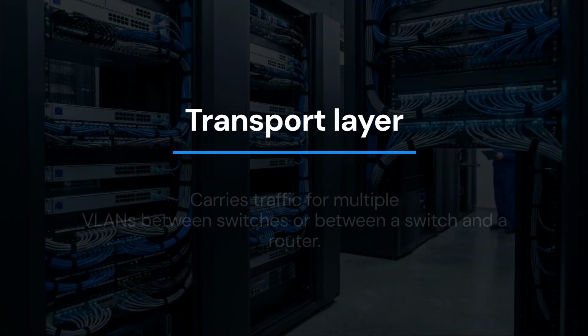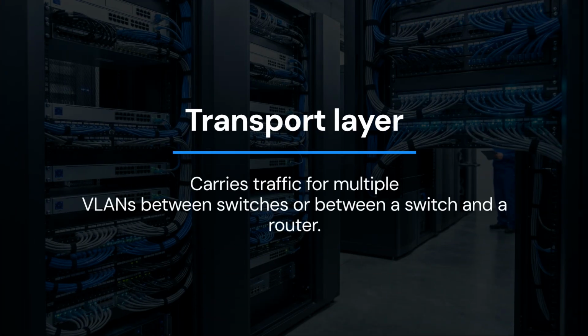An access port carries traffic for one VLAN. That's the port type you usually use for an end device like a PC, a printer, or an IP phone. A trunk port is different. Instead of carrying traffic for just one VLAN, it carries traffic for multiple VLANs at the same time. That's what you use between switches, or between a switch and a router or layer 3 switch.